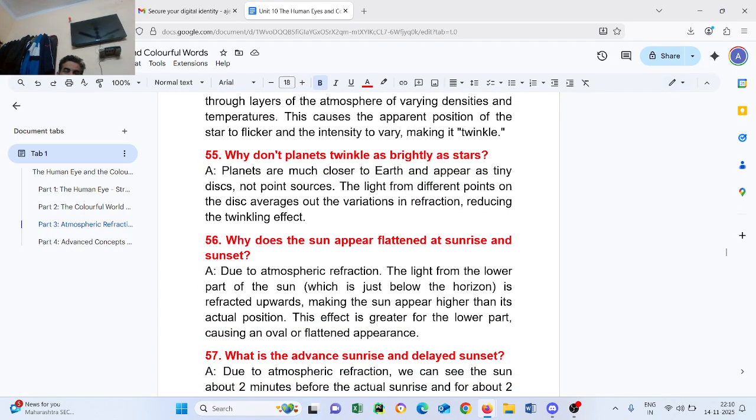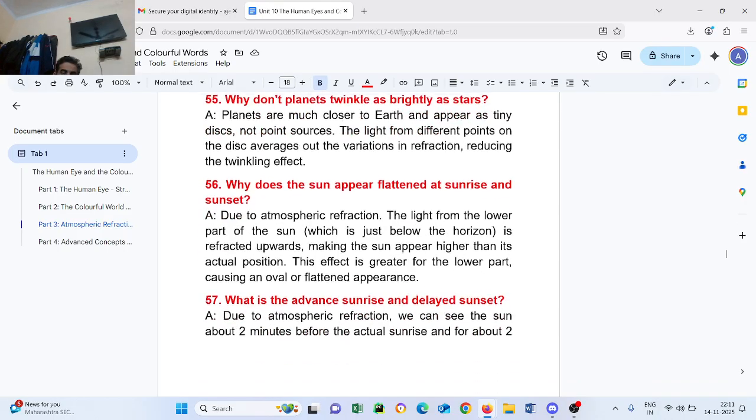Question number 56. Why does the sun appear flattened at sunrise and sunset? Due to atmospheric refraction, the light from the lower part of the sun, which is just below the horizon, is refracted upward, making the sun appear higher than its actual position. This effect is greater for the lower part, causing an oval, flattened appearance.